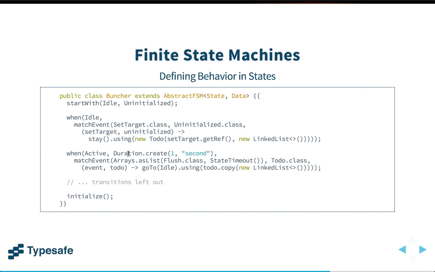And when he's in the active state, we wait for a maximum of 1 second, or either we get a flush message or a state timeout. The 1 second has expired, and then we will basically go back to idle and empty the list of messages to send. The sending of the messages, that is handled on the transition from the states, basically. So we'll see that on the next slide.